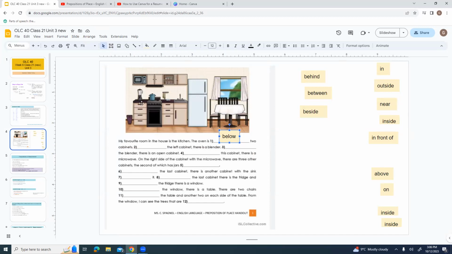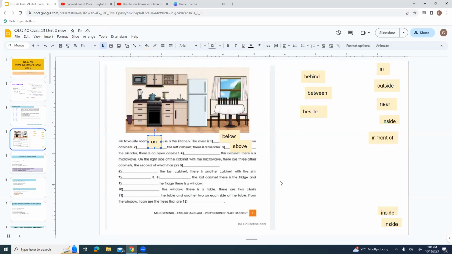So above, maybe? Possibly on. I'm going to go with above right now. Something the blender, there is an open cabinet. Okay, so I'm going to switch that, because above the blender, there's an open cabinet, whereas the blender is actually kind of sitting right on the cabinet. Do you see the difference? This one's on, that's over, I mean, or above, really.